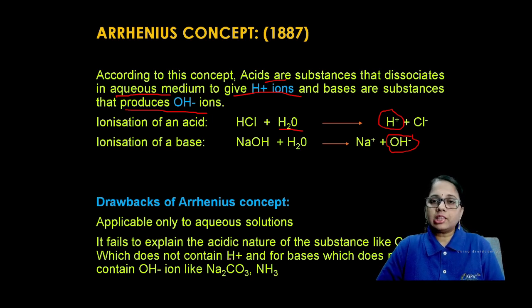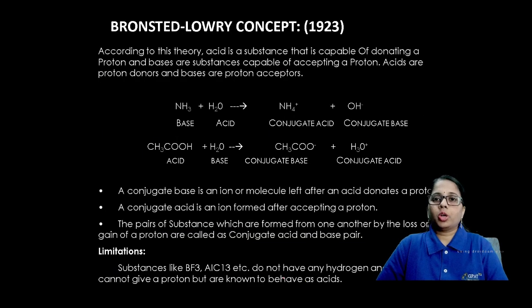It also fails to explain the acidic nature of substances like CO2 and SO2, which do not contain H plus, and the basic nature of bases which do not contain OH minus, like sodium carbonate and ammonia. These are basic solutions, but they don't dissociate into OH minus ions. Similarly, CO2 and SO2 don't contain H plus ions and don't dissociate into H plus ions, but still they are acidic and these are basic in nature. That's why the Arrhenius theory is applicable only to aqueous solutions. This is a drawback of this concept.